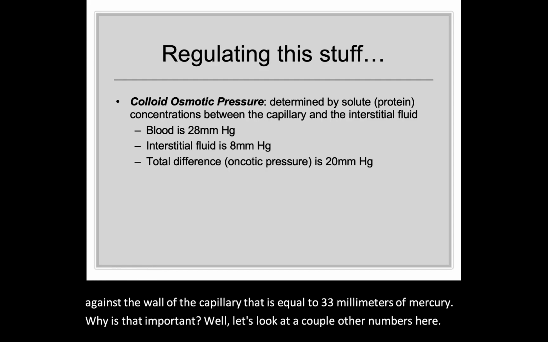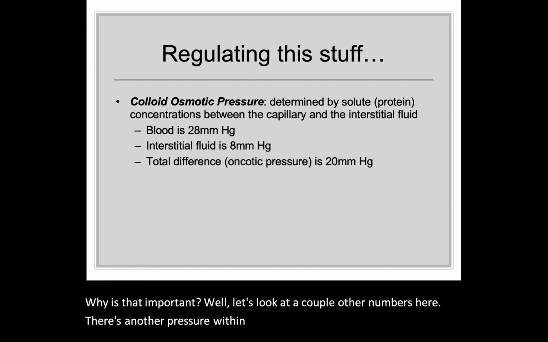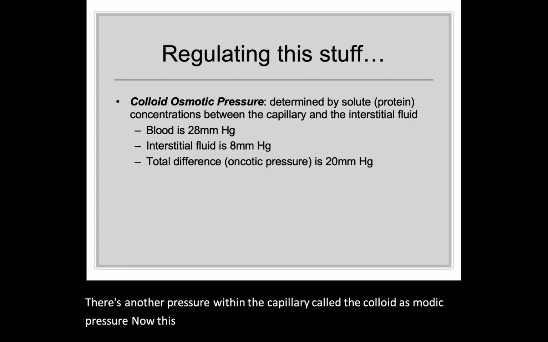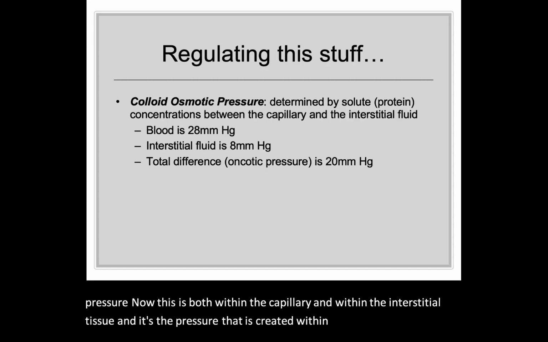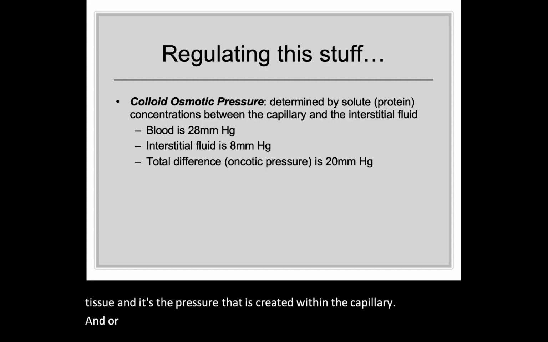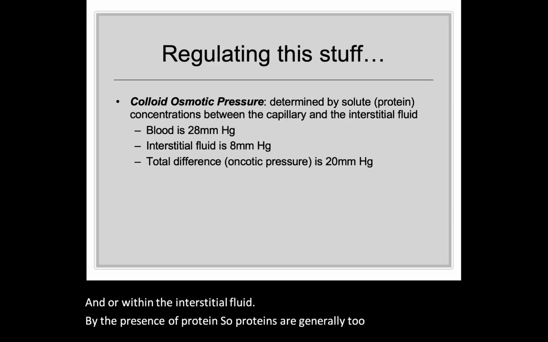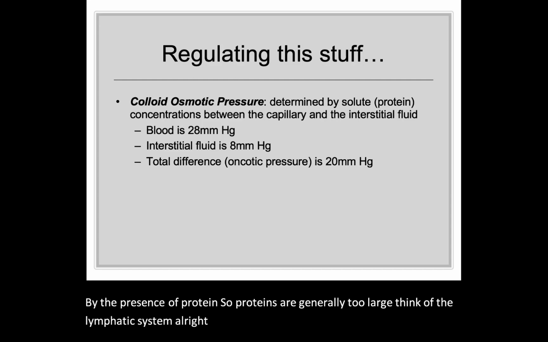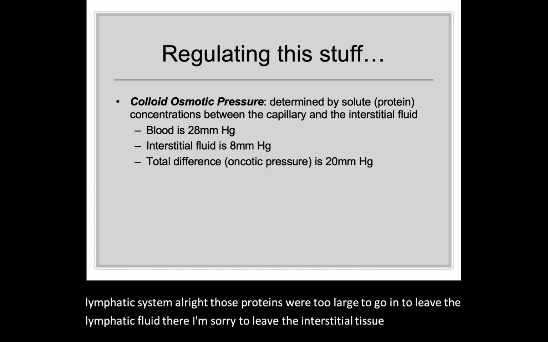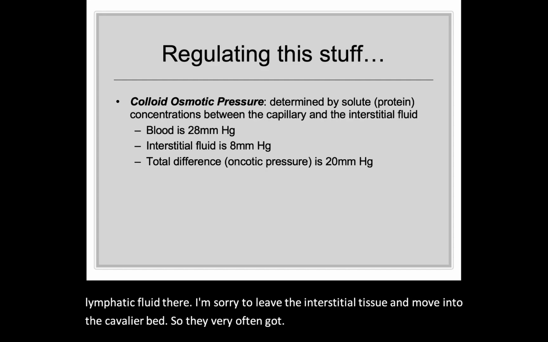There's another pressure within the capillary called the colloid osmotic pressure. Now, this is both within the capillary and within the interstitial tissue. It's the pressure that is created within the capillary and/or within the interstitial fluid by the presence of proteins. So proteins are generally too large. Think of the lymphatic system. Those proteins were too large to leave the interstitial tissue and move into the capillary bed, so they very often got filtered out.